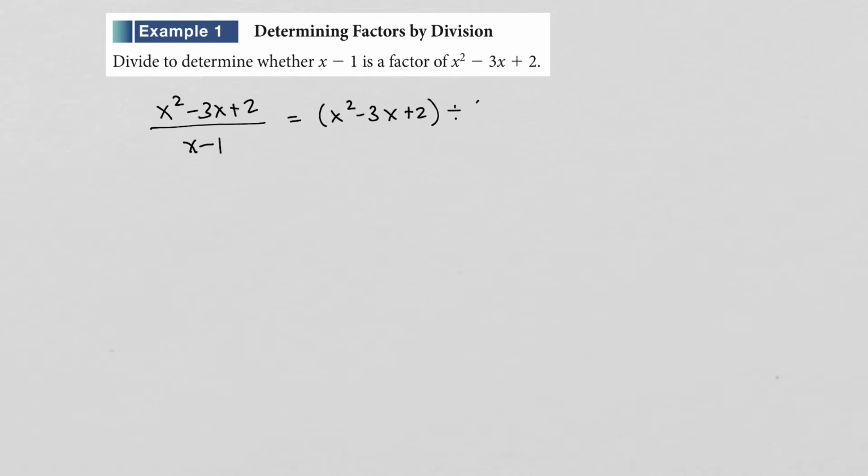And so we can write it in fraction form like I have it there. You can also write it using the division symbol. If you do this, you need to make sure you put parentheses around both of these. That indicates that we are dividing this whole thing by this whole thing. But to actually do the division, we need to use long division. So we're taking x squared minus 3x plus 2, and we are dividing that by x minus 1.